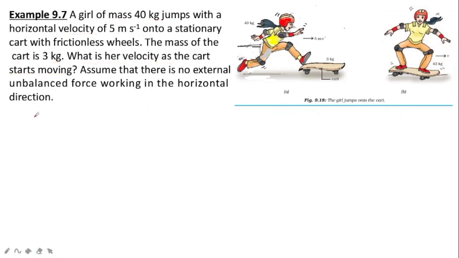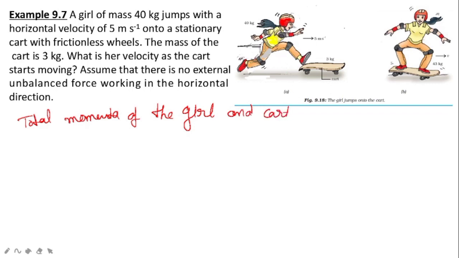So then total momentum of the girl, total momentum of the girl and cart, where here total momentum of the girl and cart is when, that is before interaction. So first we will find this one.